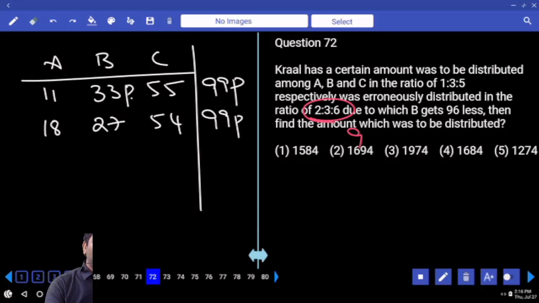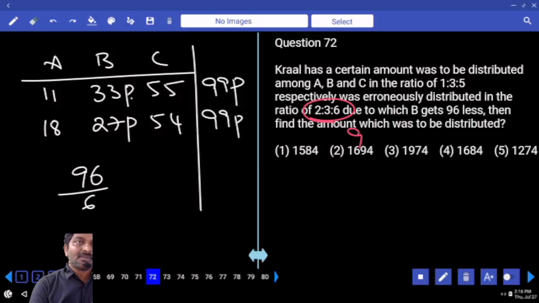Earlier B got 33 parts. Now in the second case 27 parts. How many parts less? 6 parts less. So 96 rupees is equal to 6 parts. 1 part is equal to this much, and the total is 99. This is what you need to calculate.